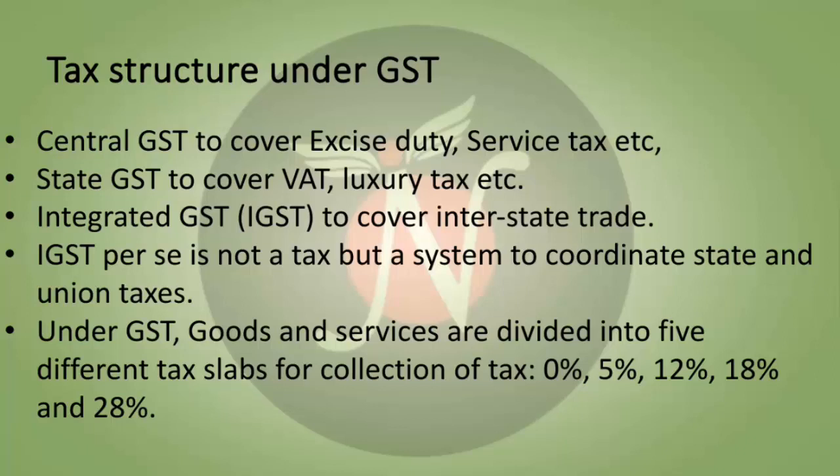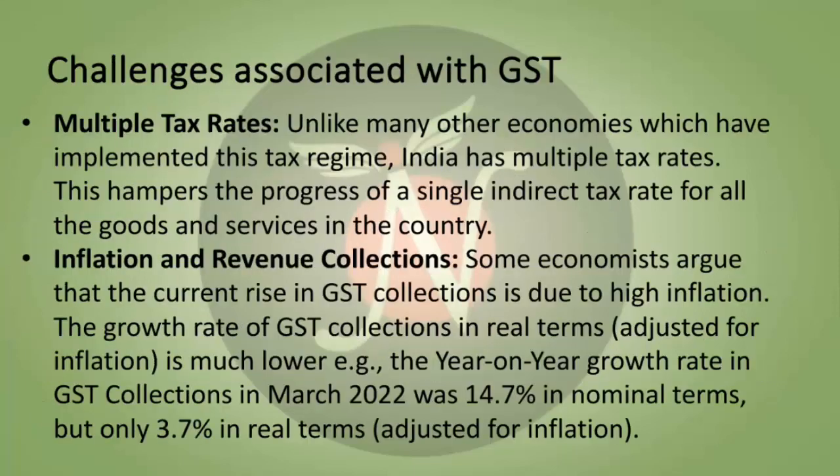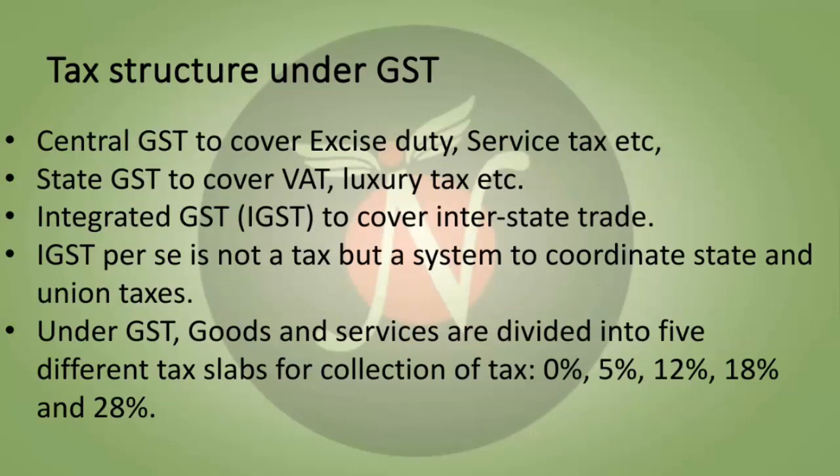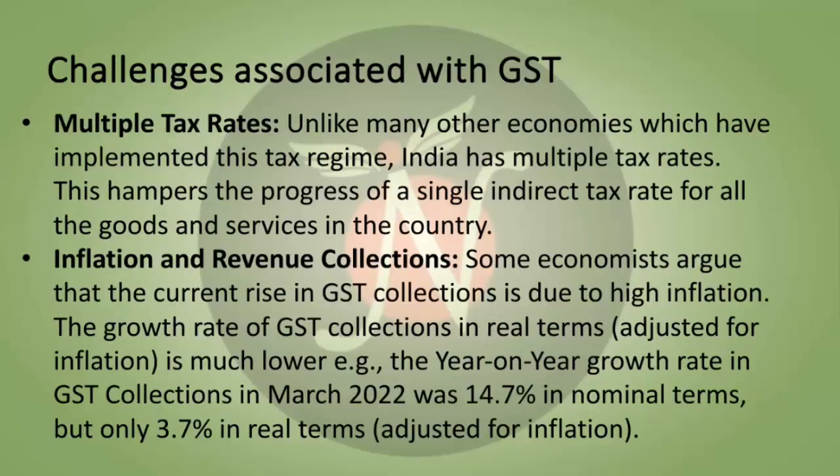Under GST, goods and services are divided into 5 different tax slabs for collection of the taxes, that is 0%, 5%, 12%, 18% and up to 28%. What are the challenges or issues with the GST collection? There are multiple tax rates. Unlike many other economies which have implemented this tax regime, India has multiple tax rates. This hampers the progress of a single indirect tax rate for all the goods and services in the country. For example, there are multiple tax rates like this.